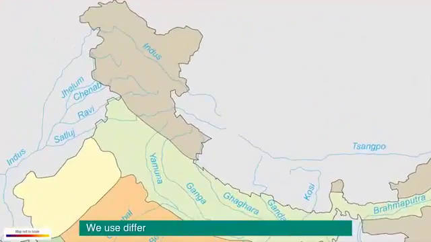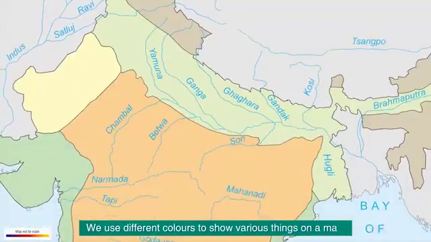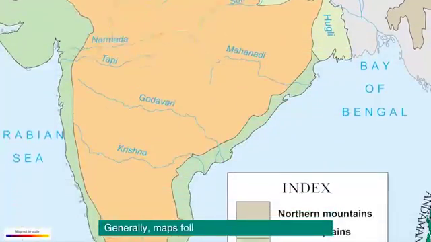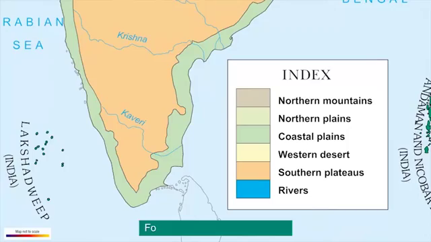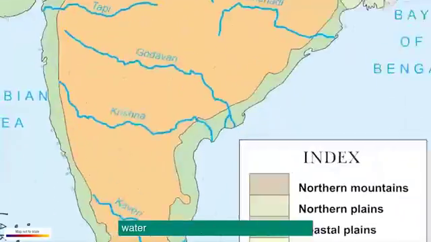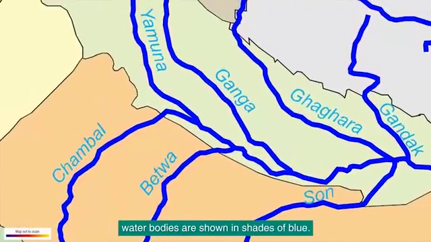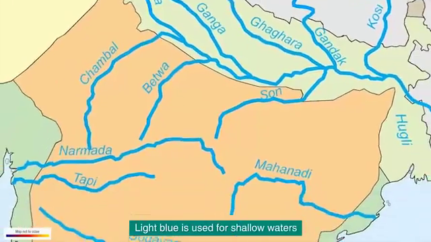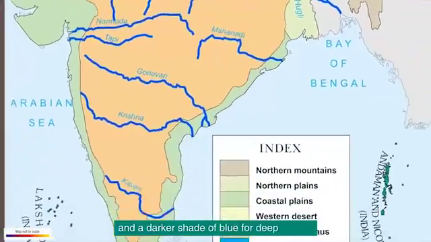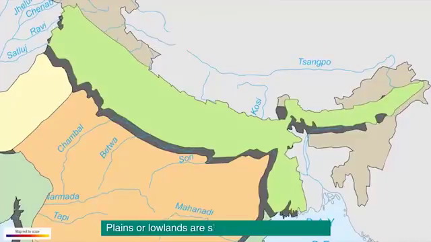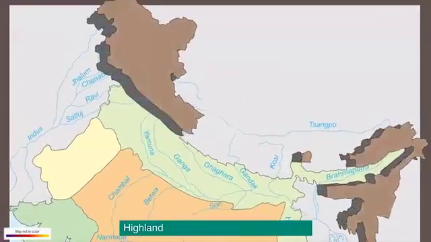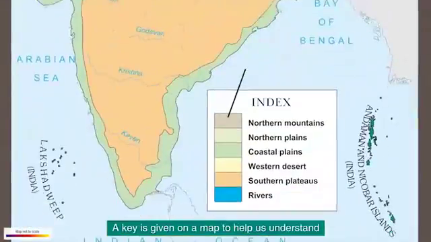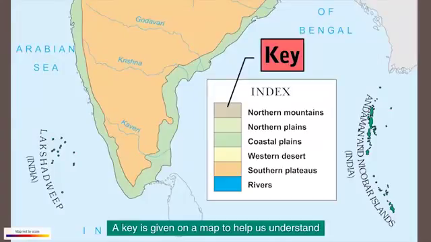Colors. We use different colors to show various things on a map. Generally, maps follow a common color scheme. For example, on a physical map, water bodies are shown in shades of blue. Light blue is used for shallow waters and a darker shade of blue for deep waters. Plains or lowlands are shown in shades of green. Highlands are shown in shades of brown. A key is given on a map to help us understand the color scheme and the symbols used.